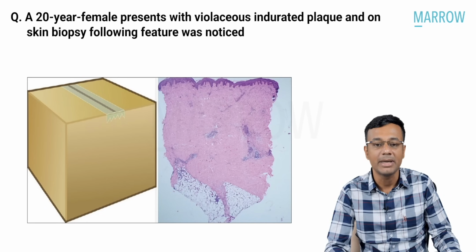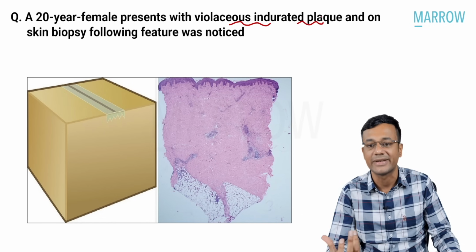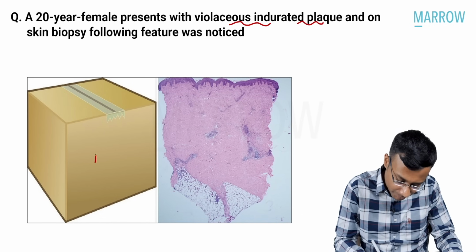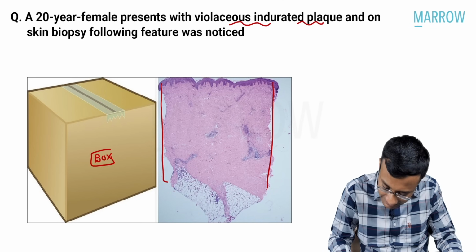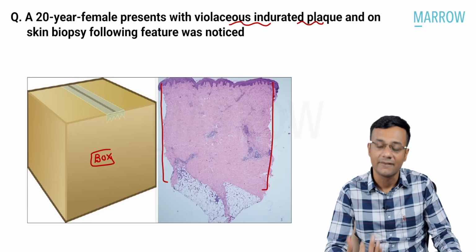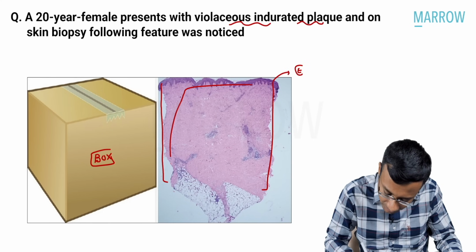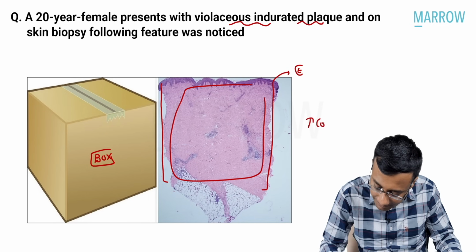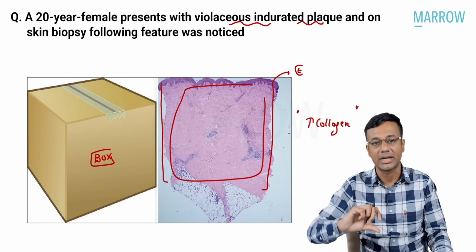Next, we have a 20-year-old female who presents with a violaceous indurated plaque. So there's a hard plaque which is violaceous in color. On skin biopsy, you see the following feature. What do you see? You see a box which is shown here. And if you see the appearance of the biopsy, it is a box-like appearance. Why does it happen? Because if you see, this is the epidermis. And you can see throughout the dermis, what you see is depositing here is collagen. So there's increased deposition of collagen, due to which in the dermis you get that box-like appearance when you take a biopsy.